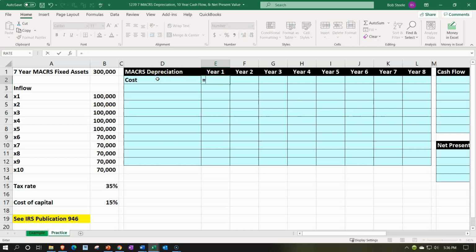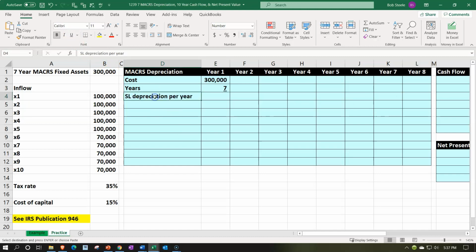For the first year of the depreciation, it's going to be the $300,000. That's what we're putting down for this piece of equipment. We're going to say that the years is going to be 7 years, because it's 7-year depreciation for MACRS. Going to underline that. That's going to give us the straight line dollar amount. I'm going to call it the SL depreciation per year, 300,000 divided by 7. Then we're going to compare that to the cost of the 300,000, underlining that, font group and underline.